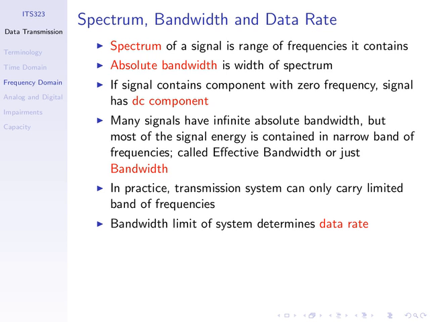In practice, some signals are more complex than what we've written here, and they may have an infinite absolute bandwidth, but the characteristics of the medium and the transmitter limit the bandwidth, limit the range of frequencies that can be transmitted. And what we'll show now is that there is a relationship between the bandwidth and the data rate.